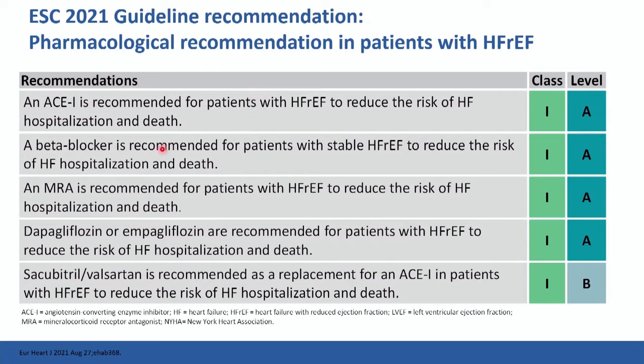In addition to that, number 2, a beta blocker is recommended for patients with stable heart failure to reduce the risk of heart failure hospitalization and death. Once again, it is a class 1A indication. And once again, we have trials and studies: the COPERNICUS, CIBIS-II, as well as MERIT-HF trials, and it stands as a class 1A indication.